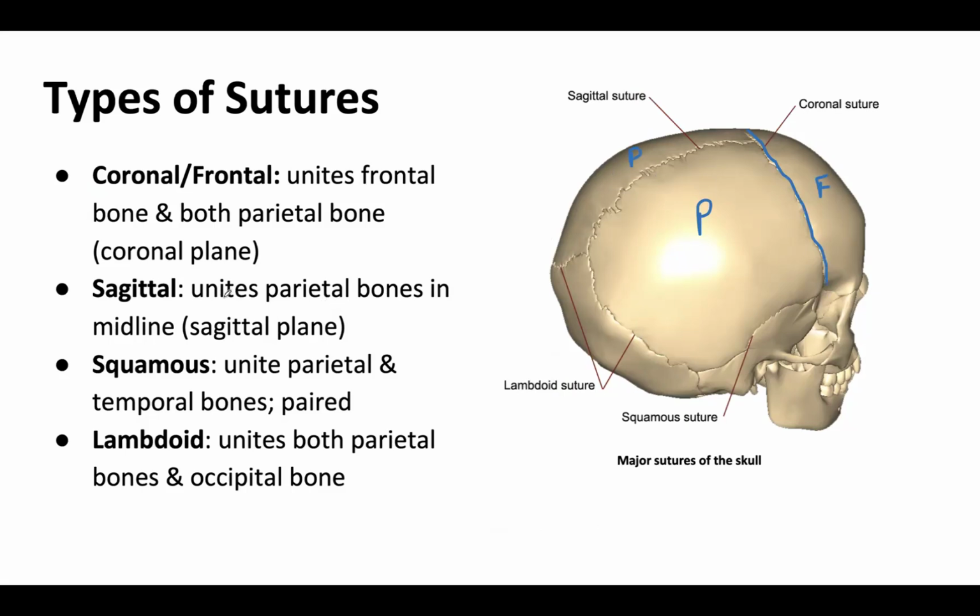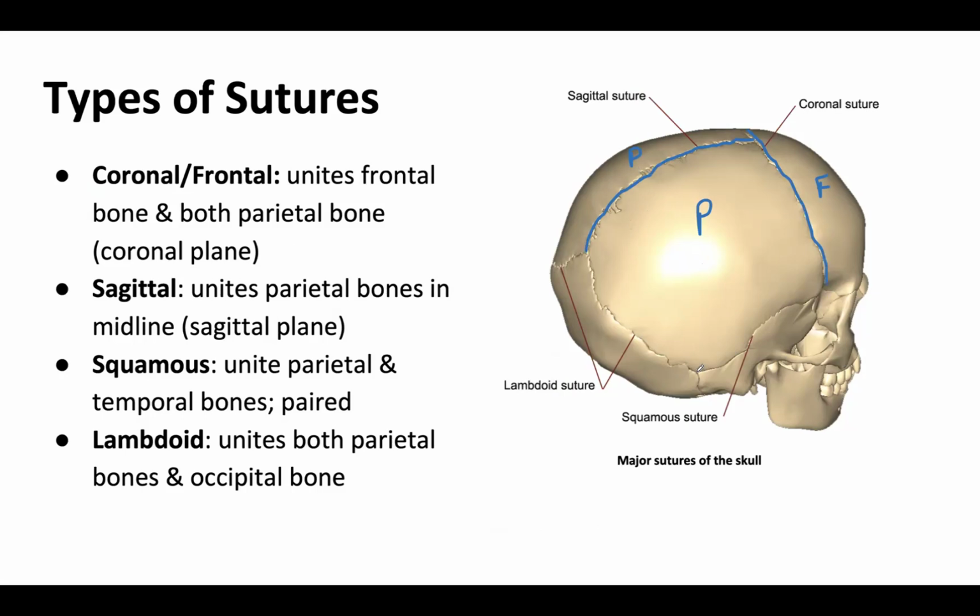And this is similar for the sagittal suture. If you think of the sagittal plane that divides the body into right and left sides, well, that sagittal suture is kind of dividing the skull that way as well. The sagittal suture unites the two parietal bones.